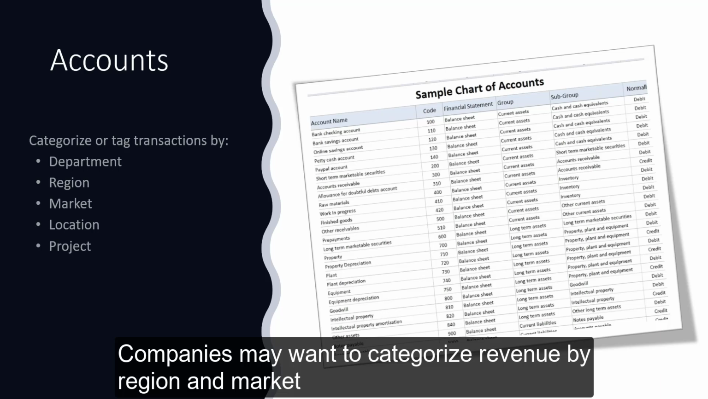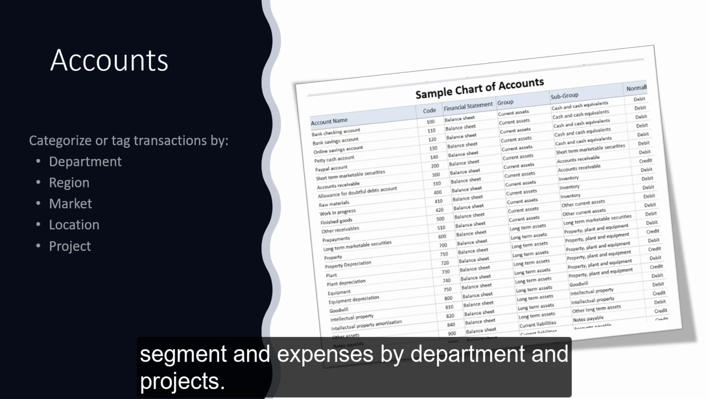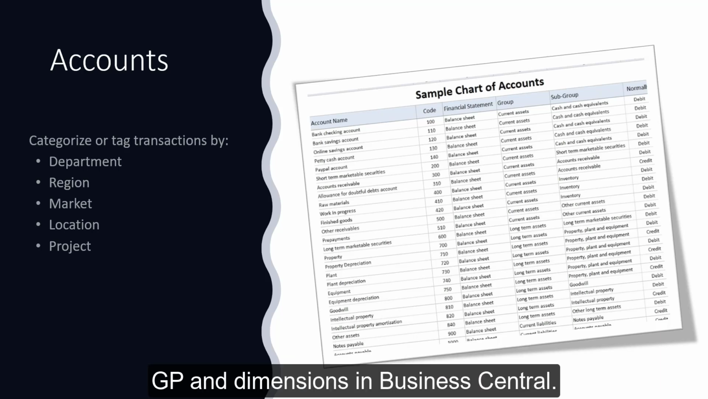Companies may want to categorize revenue by region and market segment and expenses by department and projects. This can be done through the use of segments in GP and dimensions in Business Central.